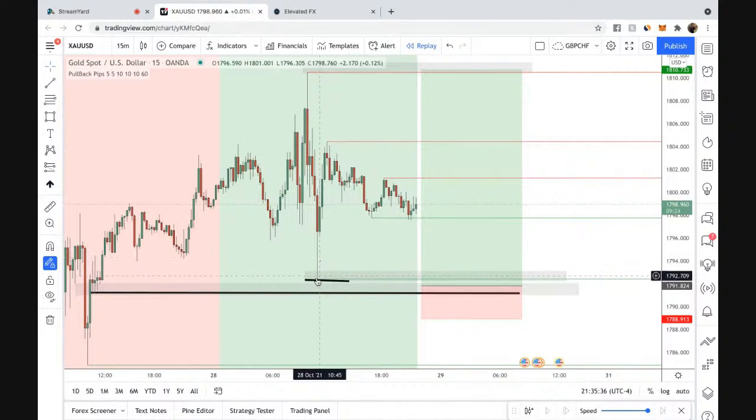You already knew the first entry we had was right here at this wick and went straight for 100 pips. That's the type of entries we want to catch. Minimal risk, maximize profit.